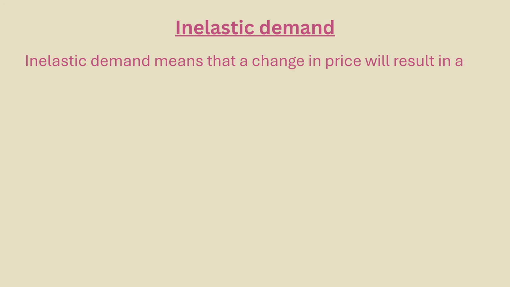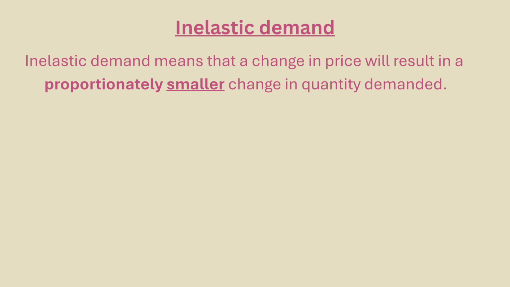Elasticity exists on a spectrum. This means that something isn't strictly inelastic or elastic. Rather, everything's a mixture of both, but leans towards one way or the other. If it is exactly in the middle, it is what we call unit elastic. Down one end of the spectrum are goods with inelastic demand. Inelastic demand means that a change in price will result in a proportionately smaller change in quantity demanded.